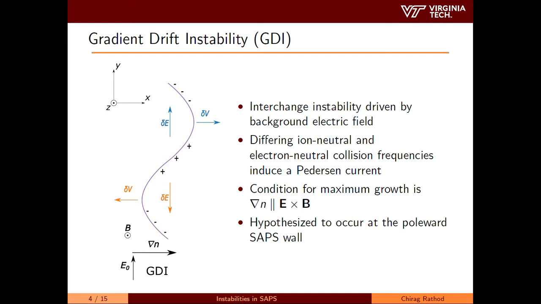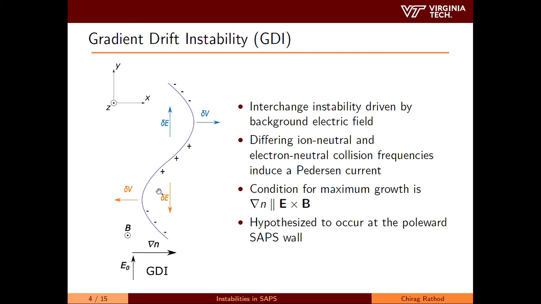Then when you have a small perturbation in a geometry like this, for example, with a density gradient, a magnetic field and a background electric field, you get these small little pockets of charge that create tiny electric fields. When you then take an E cross B drift of these electric fields, it causes the E cross B drift in opposing directions. This is how the instability grows.